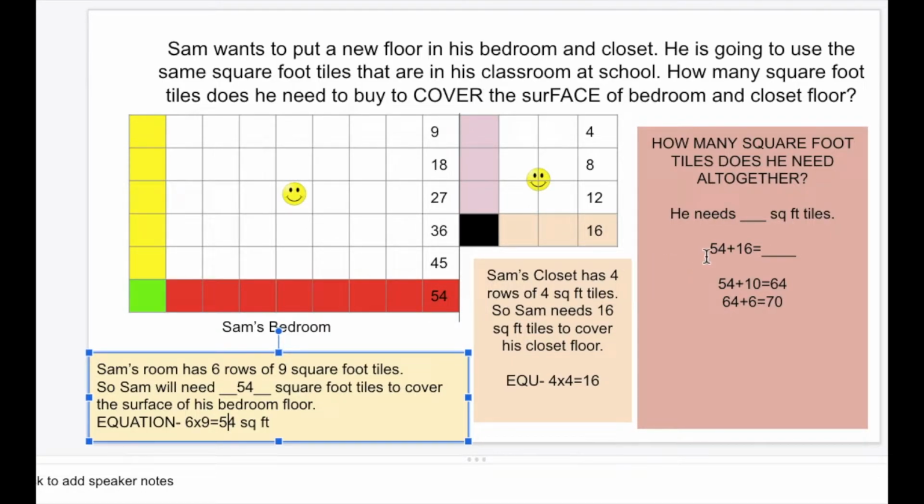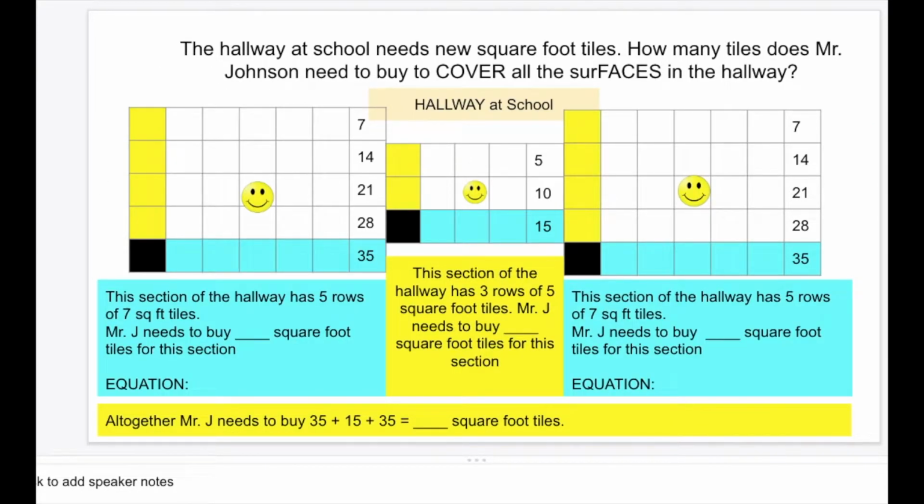Now, the key is to not stop there, because we want to know how many square foot tiles Sam needs altogether. And so he needs 54 square foot tiles plus the 16 square foot tiles for a total of 70 square foot tiles. It gets a little bit trickier with the second problem, and this is kind of how our hallway at school is laid out.